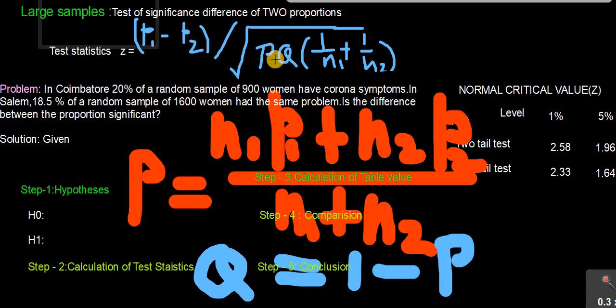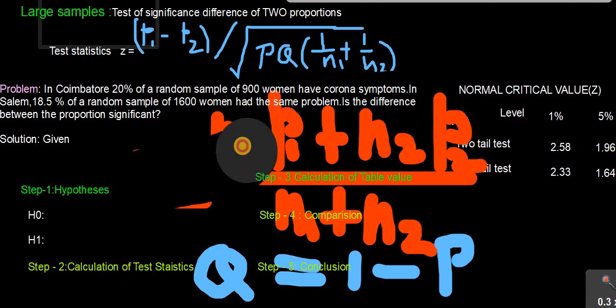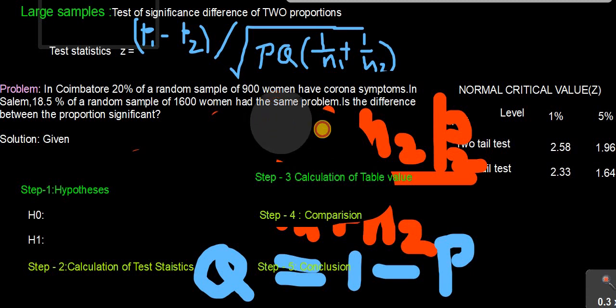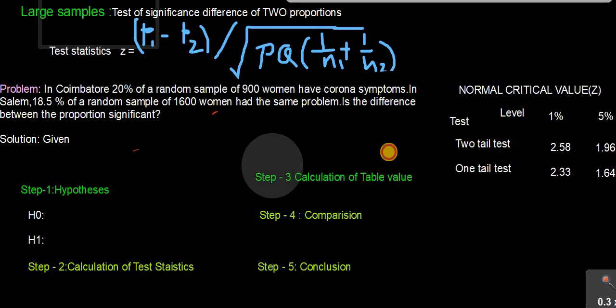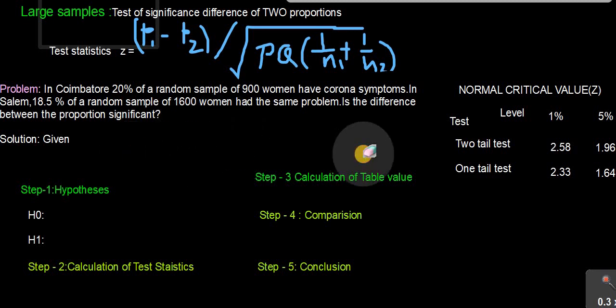P1, P2 we know, N1, N2 we know, and then we are substituting all those values here in that particular statistical formula to test the significance of the two proportions we can find out. Okay, now let us discuss the problem given to us.